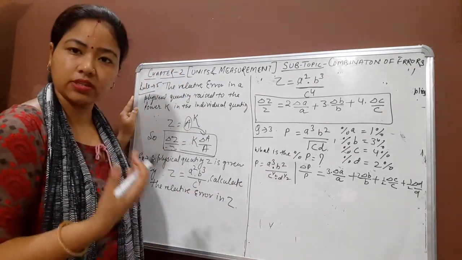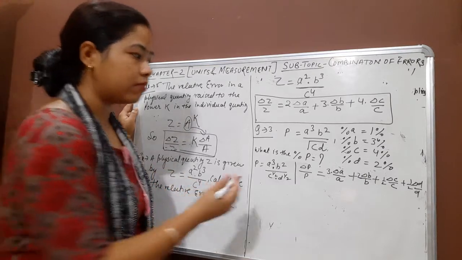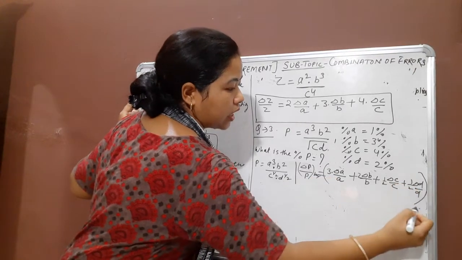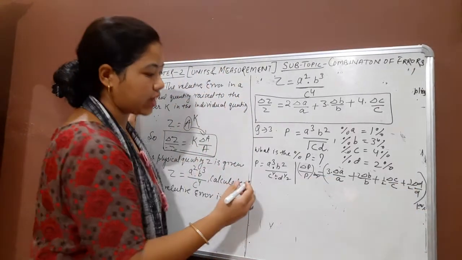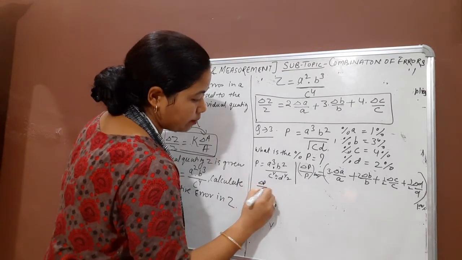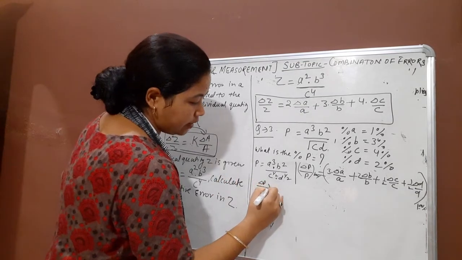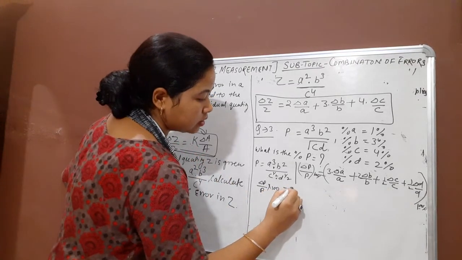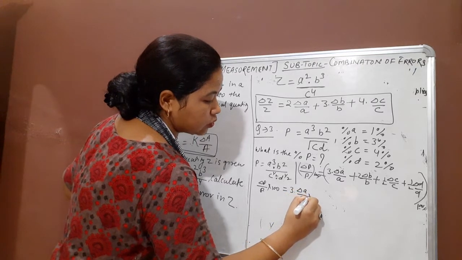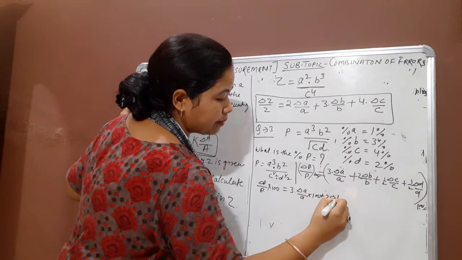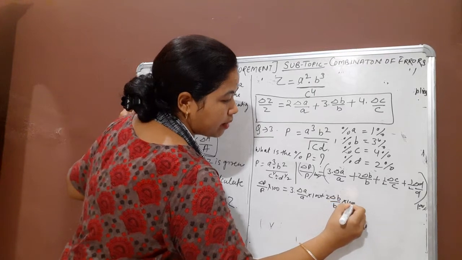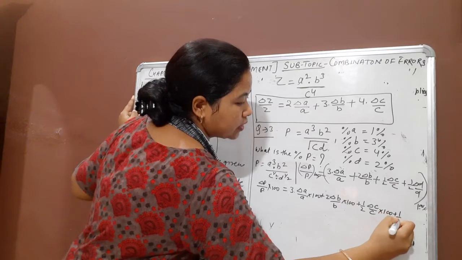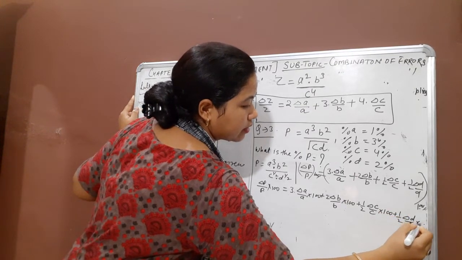Now what will we do in the next step? To convert these values into percentage error, we will multiply both sides by 100%. If we multiply both sides by 100%, then delta p upon p into 100 equals, as 100 is multiplied with each term, 3 delta a upon a into 100 plus 2 delta b upon b into 100 plus 1 by 2 delta c upon c into 100 plus 1 by 2 delta d upon d into 100.